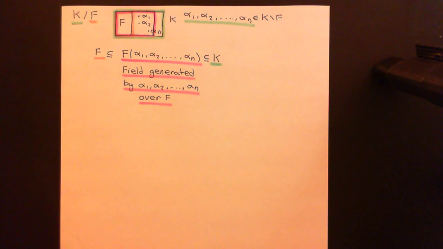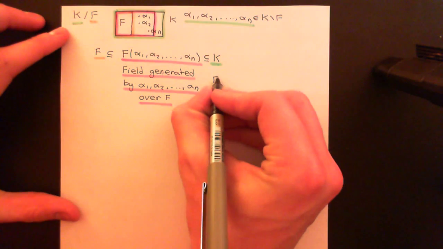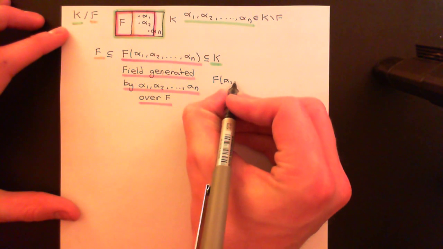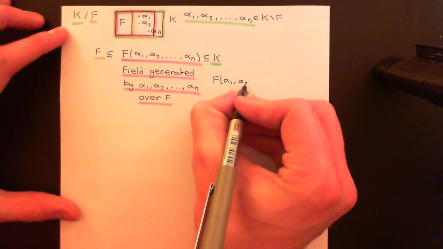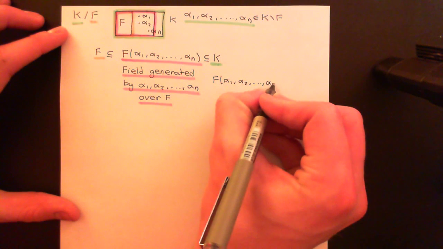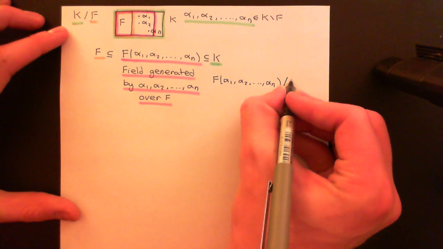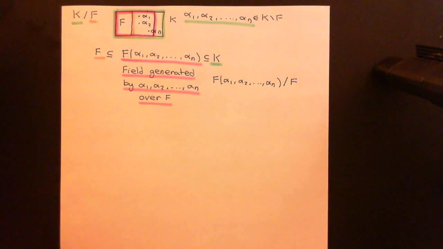Okay, so the field generated by alpha 1, alpha 2, all the way up to alpha n is the smallest subfield of the larger field capital K that contains the smaller field capital F and all of these elements, alpha 1, alpha 2, all the way up to alpha n. So to stress this even more, I will write that this field, the field generated by alpha 1, alpha 2, all the way up to alpha n over F, is actually a field extension of F.